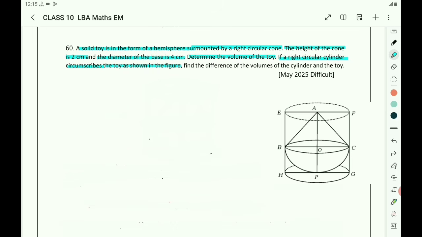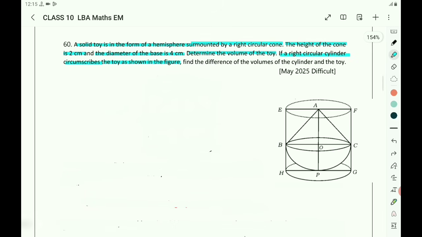Here you observe the figure. Hemisphere is there. Hemisphere is surmounted by the cone, means cone is on the hemisphere. Toy is made up of hemisphere surmounted by a cone. And this toy is kept inside the cylinder.